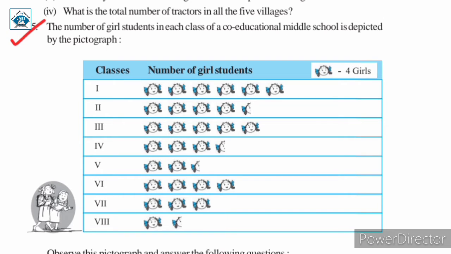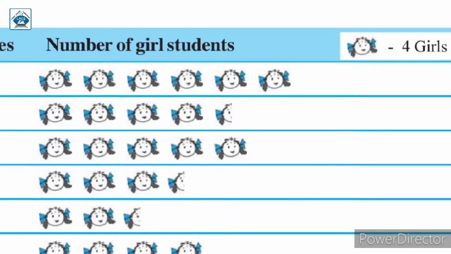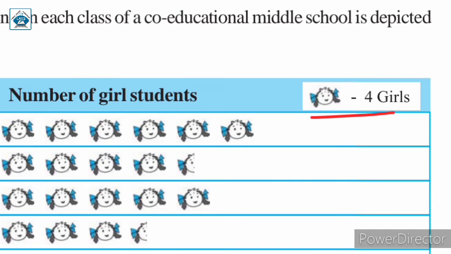Question number 5. The number of girl students in each class of a co-educational middle school is depicted by the pictograph. So in this pictograph, we have classes starting from 1 to 8 and here we have the number of girl students. Here this picture means 4 girls. तो इस पिक्चर का क्या मतलब होगा? It means 2 girls. ठीक है, ये जो फुल पिक्चर है that means 4 girls. So half picture means 2 girls.